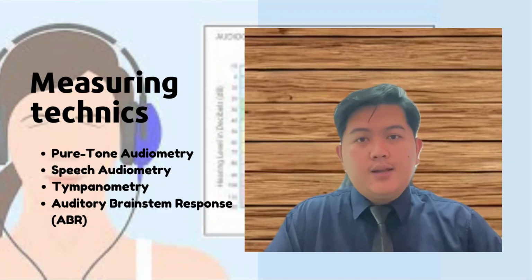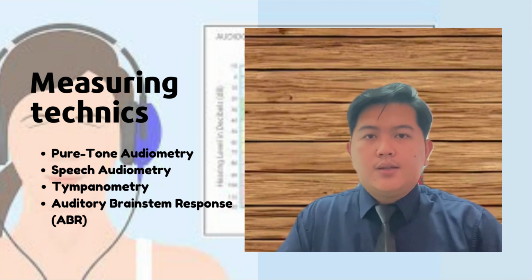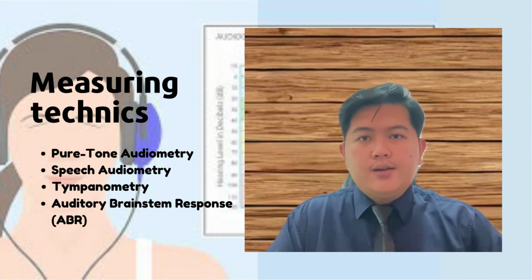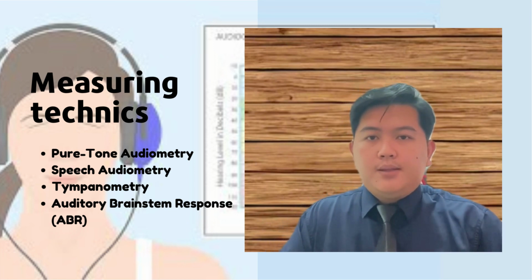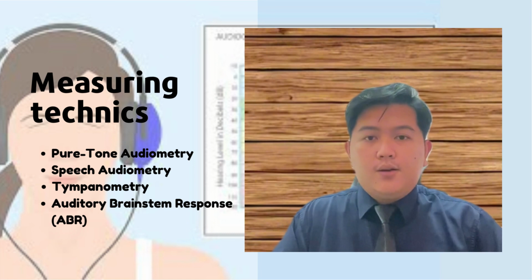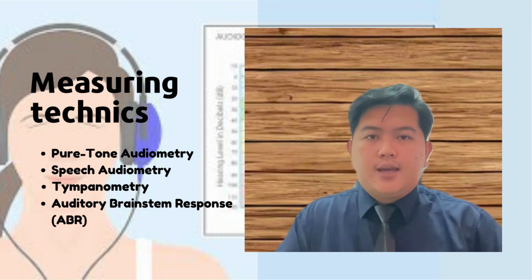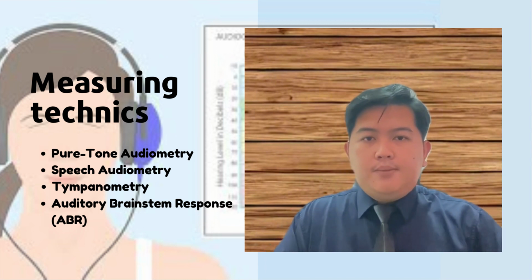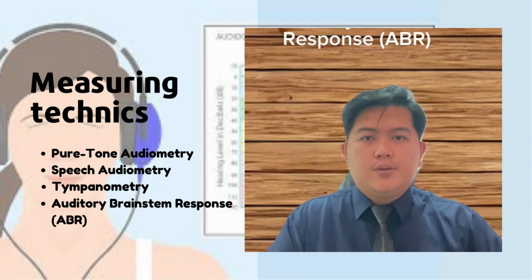Assalamualaikum and hi everyone. Today I'm going to show you techniques on how to measure hearing based on the specific hearing loss. Measurement of hearing loss involves various techniques to identify specific aspects of auditory function. There are 4 common methods that we can use to measure hearing loss. First one is pure tone audiometry. Second one is speech audiometry. And the third one is tympanometry. And the last one is auditory brainstem response.